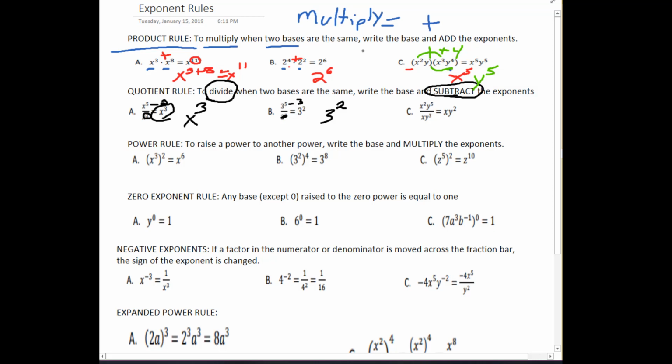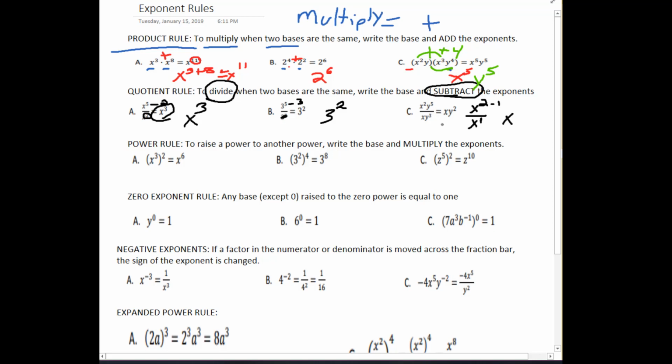Next one. Just because it's got a lot of them, we're not going to freak out. Let's start with the x. We have x squared over x. So let's just pick it apart here. And x, since it's one letter, we know we have a 1 there, right? So 2 minus 1 is 1, which gives us just x.